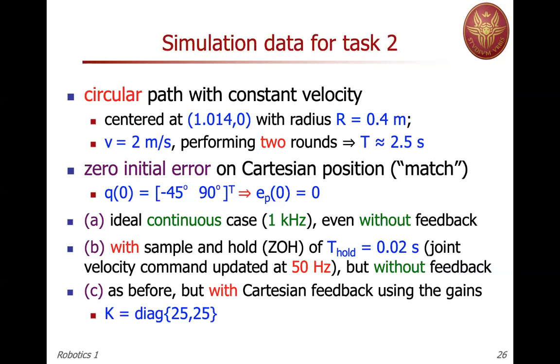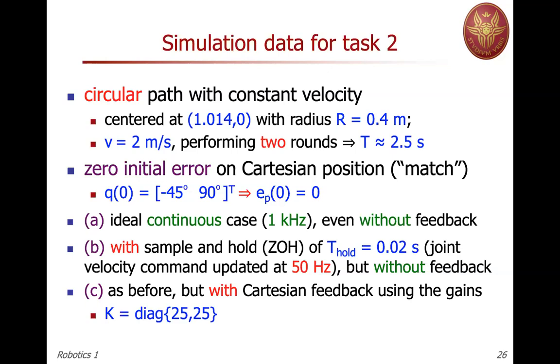Now, in this case, I show what happens if we start with a matched initial condition, so when the error is equal to 0. So we are in a configuration such that if I compute the direct kinematics, I'm exactly at the initial point on the circle. Of course, I have to decide where I start from. So the initial error is 0. So what happens when the error is 0? The error remains 0, this says the theory. The Cartesian error will remain 0.